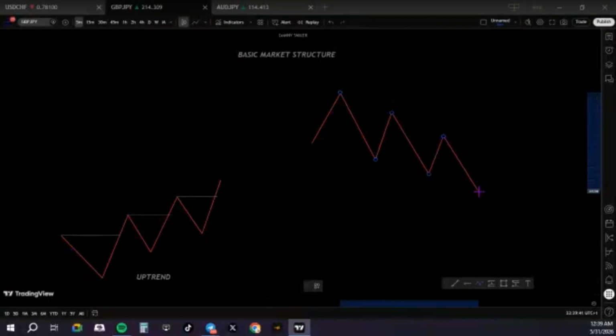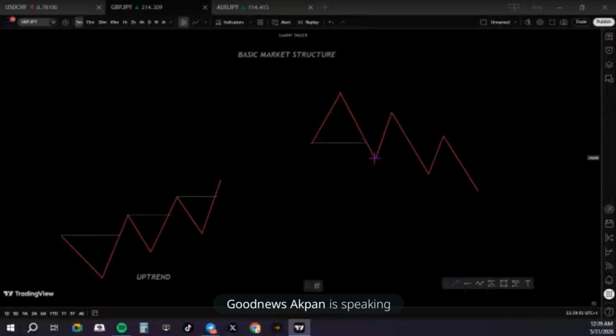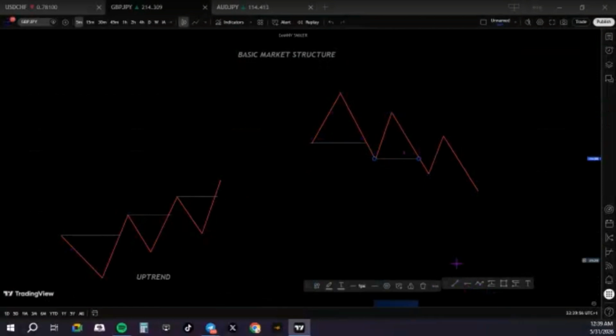Now, what we see here is that we have a low, a high, and we have another low. We now have another high. We have another low. We have another high, and we have another low. Now, if you notice something here, you notice that structures are being broken to the downside. Can you see that? These structures are breaking to the downside, giving us a downward movement.